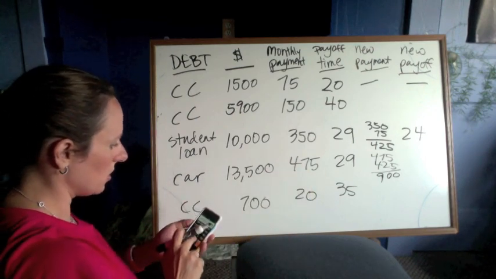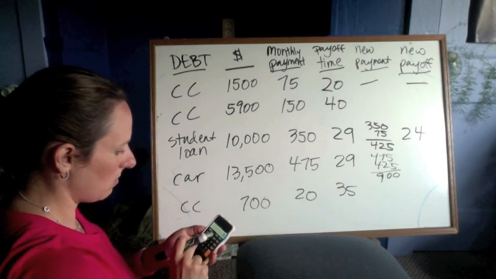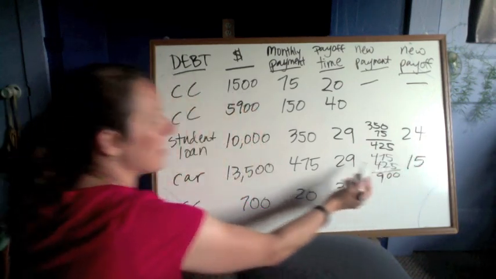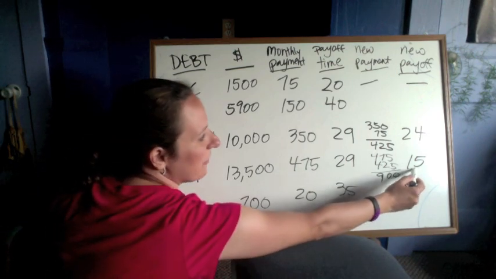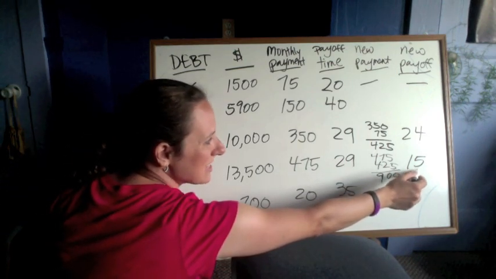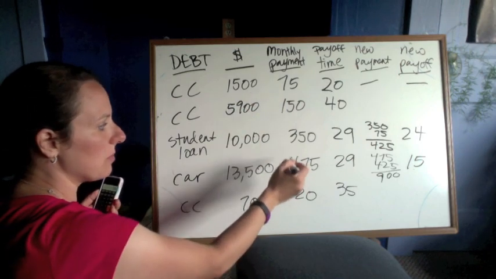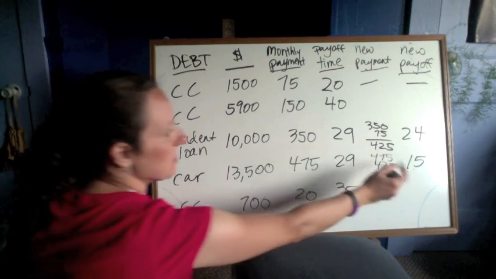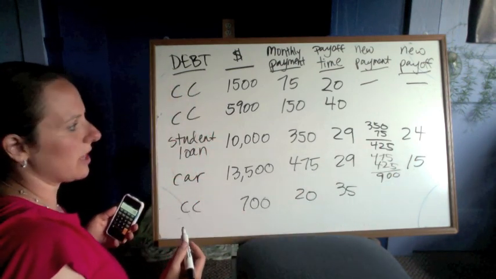So you take 13,500 and divide it by the new payment, which would be 900. That's now 15 months. So now you went from 29 months to pay it off to 15 months. But keep in mind, it'll be less than that because while you're paying off the other ones, you're still applying minimum monthly payments to this one. But look at that jump. It's almost cut in half just by doing that.